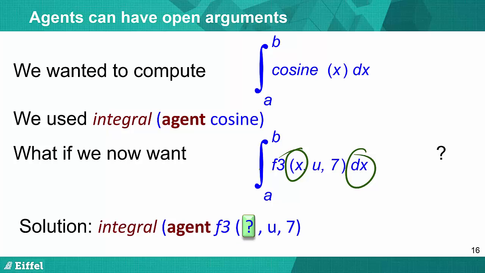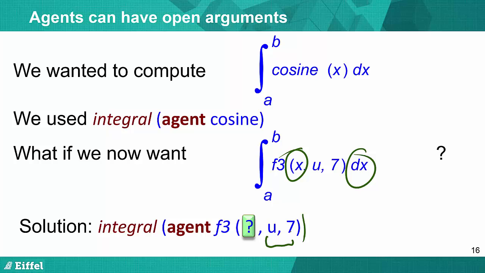What we can do is use open arguments. So what open arguments mean is arguments that are going to be specified at the time of each call and not at the time of the definition of the agent. So u and 7 are defined at the time of the definition of the agent. They are fixed at that time, but x is going to be provided each time we call f3, and the syntax for this is question mark.